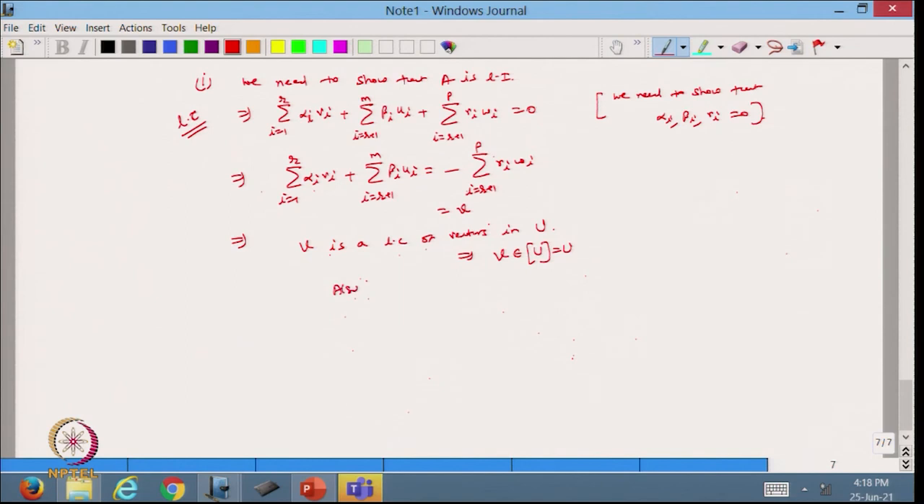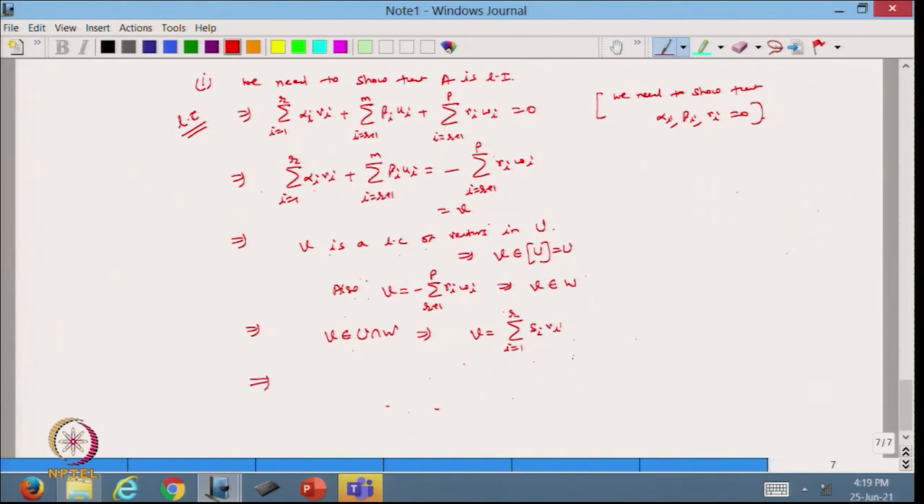Also, v is minus summation r plus 1 to p gamma i w i, which implies that v can also be written as a linear combination of w i's. So, it means that v also belongs to W. Now, if v belongs to W, then v also belongs to U intersection W. So, v can be written as some linear combination, summation delta i v i from 1 to r, because these v i are the basis for U intersection W.